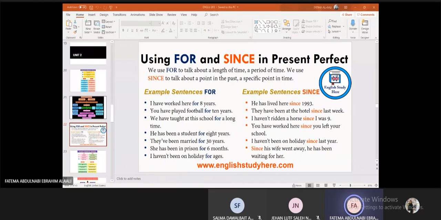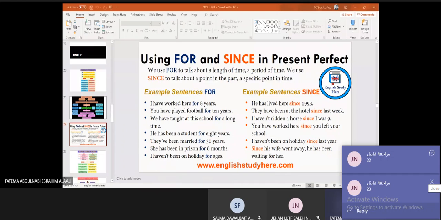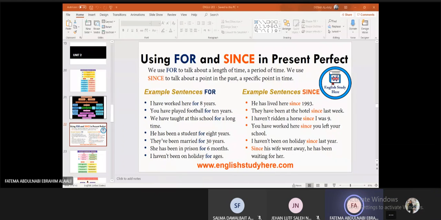So, did you get this rule? The slide hasn't changed. Oh. What slide do you see right now? Jihan? What slide do you see at 23? I'm on 28. Okay, I will stop sharing and I will share again.